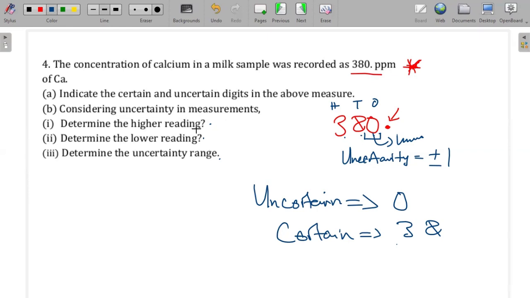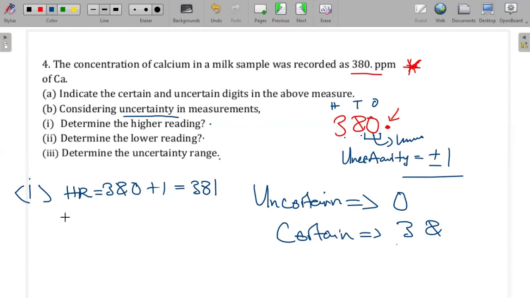Okay, and then now B, the same, consider the uncertainty in measurements. Determine the higher. So to determine this, we said you always have to find the what? The uncertainty. So the uncertainty here we found is plus or minus 1. Why? Because the uncertain digit is in the ones there. Okay, so now we can determine number 1, higher reading, which will just be 380 plus 1. So this will be 381, okay? And then lower reading, so just 380 minus 1. This will just be what? To be 379, okay? So this was 2.